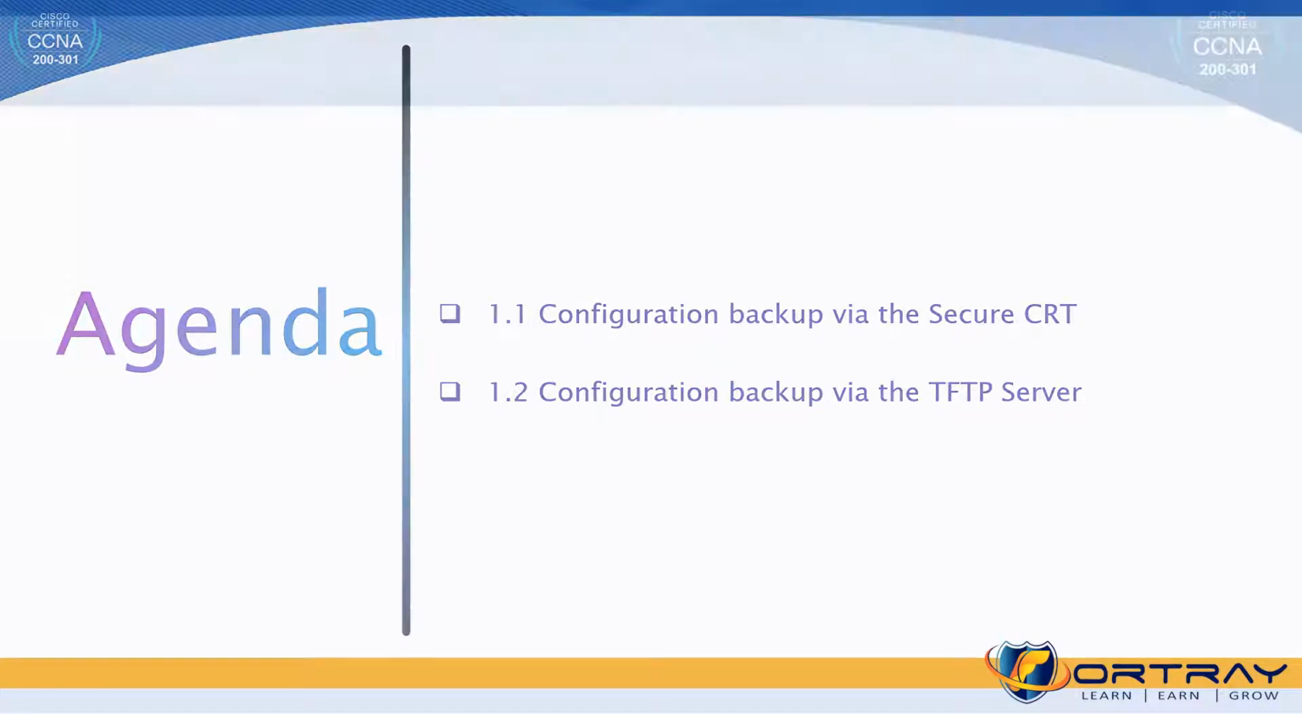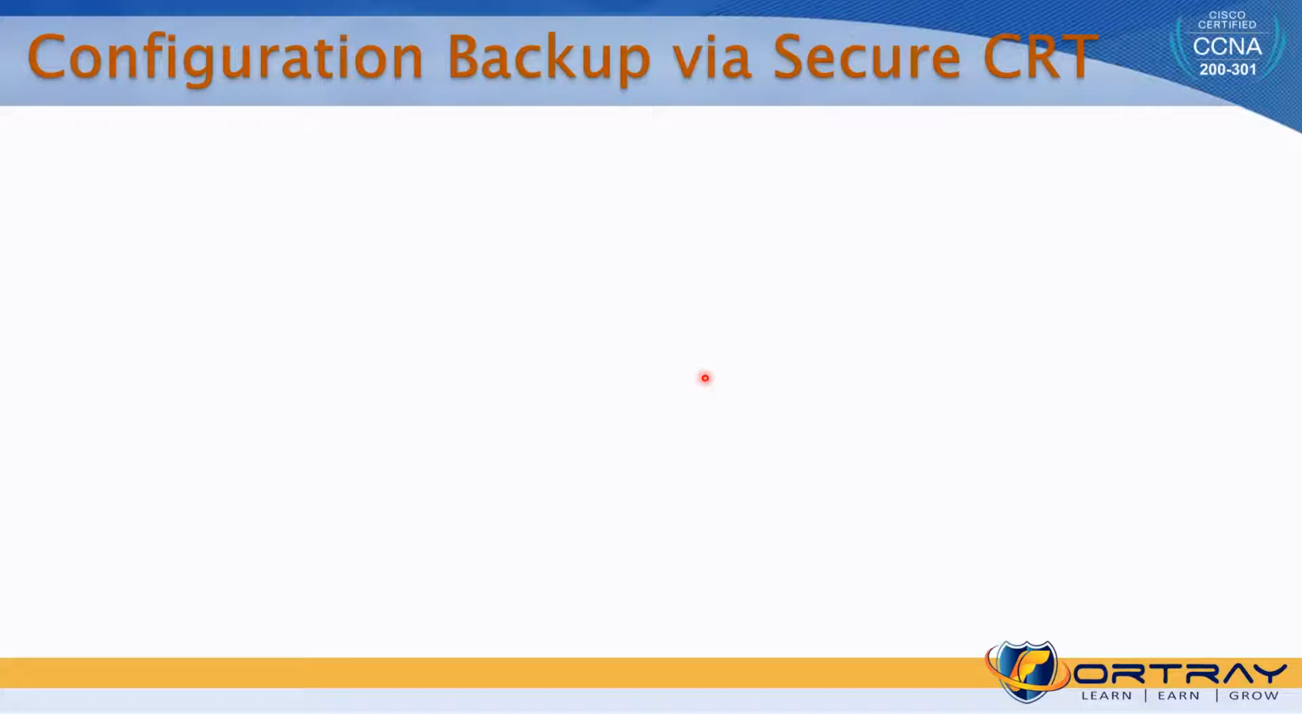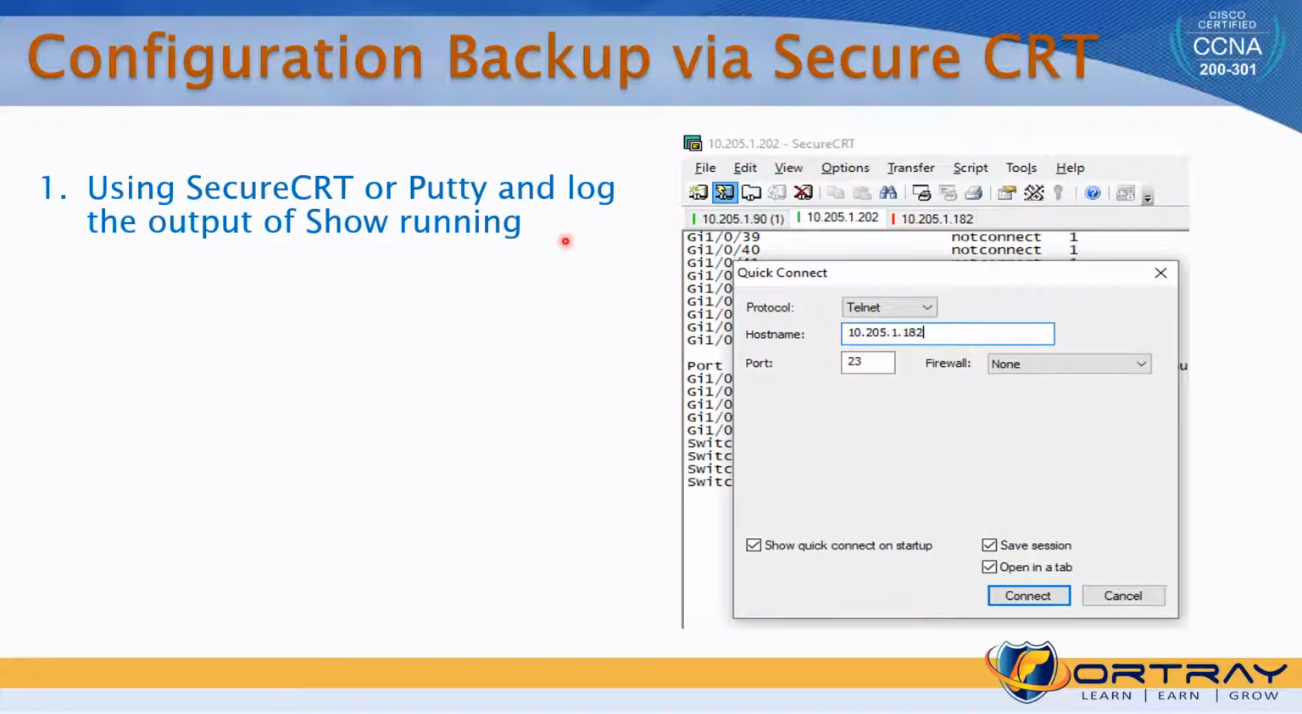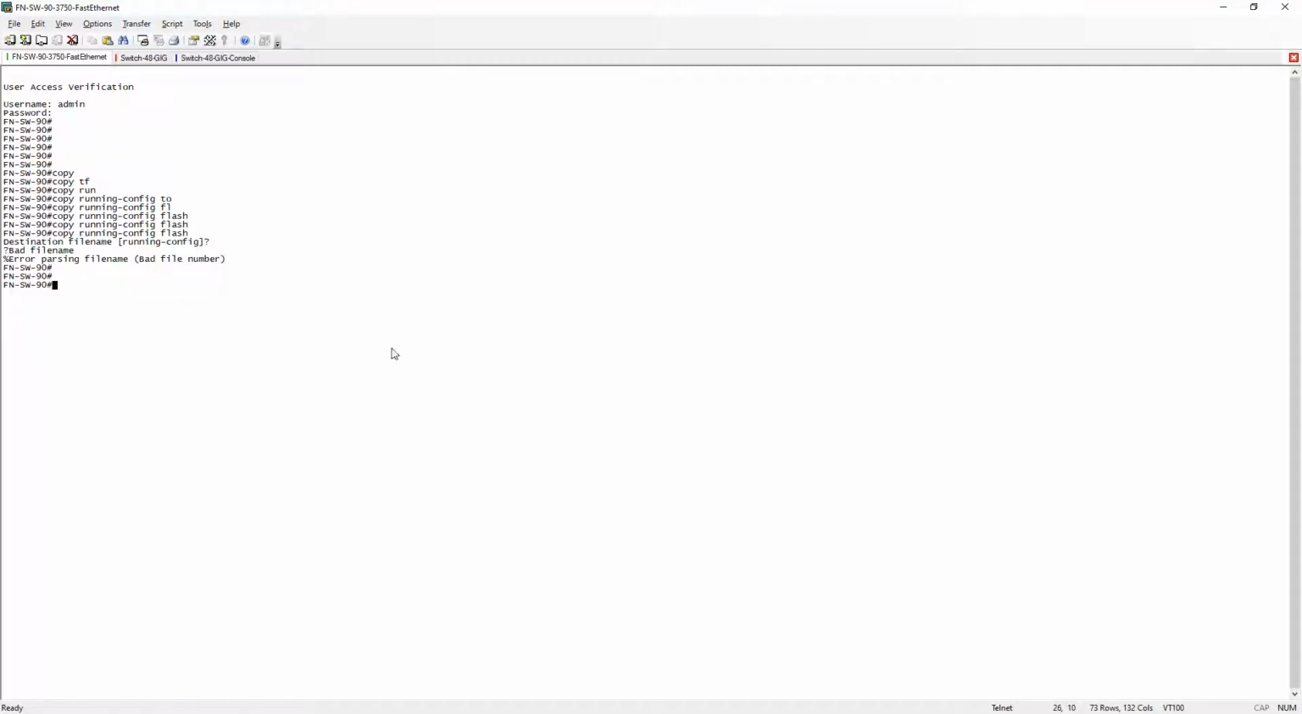Let's go to the first method. In the first method, configuration backup, we will be using SecureCRT. With SecureCRT or PuTTY, we can log the session output of the show running command. First of all, we need to log in and run this command. I have already accessed these switches, as you can see. The IP address of this switch is 10.205.0.190. You can see this is the Telnet session I have done already.